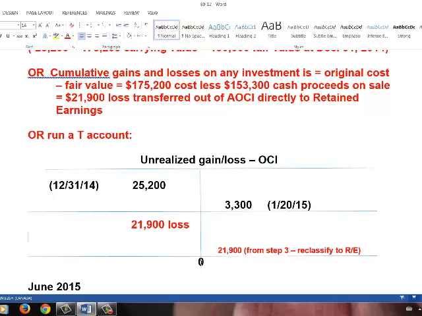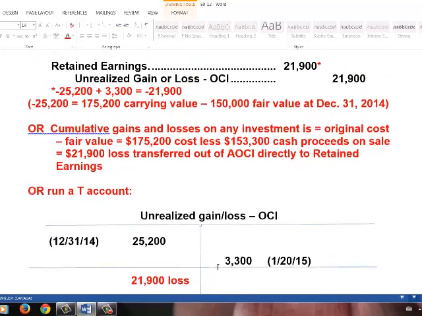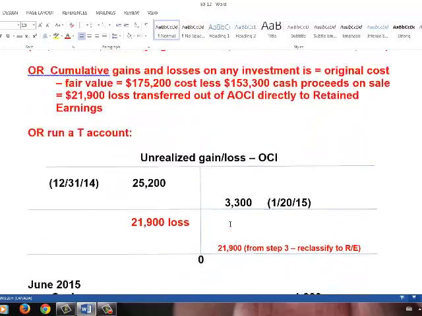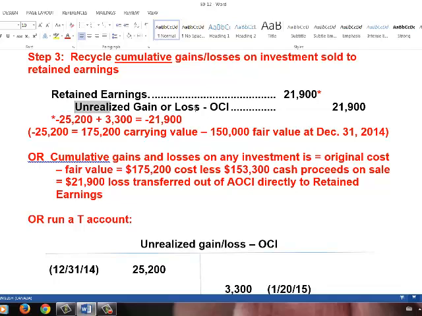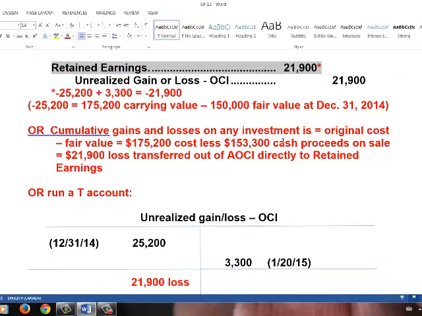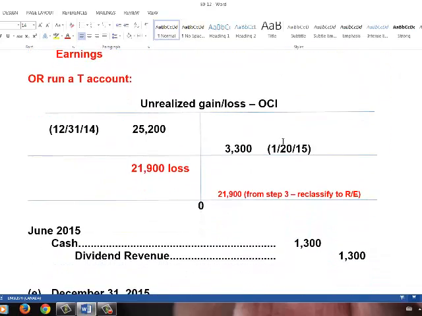Step 3 says, no, we want to transfer this loss to retained earnings because we're doing it without recycling to net income. So to transfer it out to retained earnings, we've got to get it out of the unrealized gain or loss account. So we're going to credit it to set it to zero. Once we credit this, that's our entry here. And what do we do? We debit retained earnings because it is without recycling. Okay, so that will also do it.